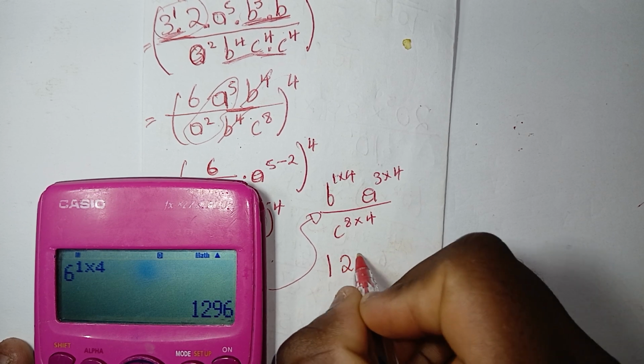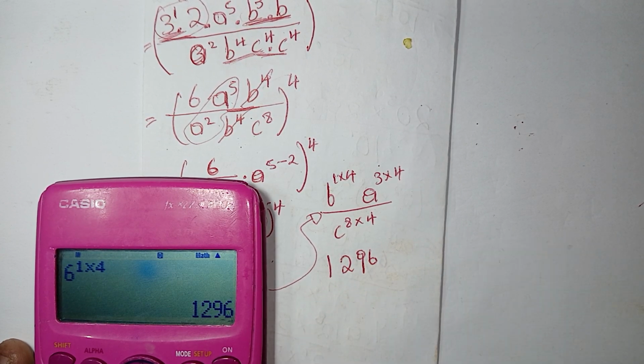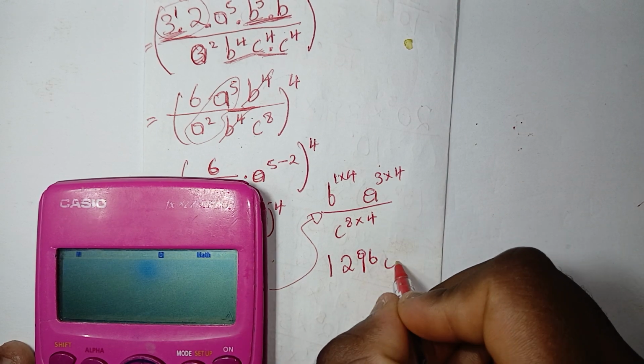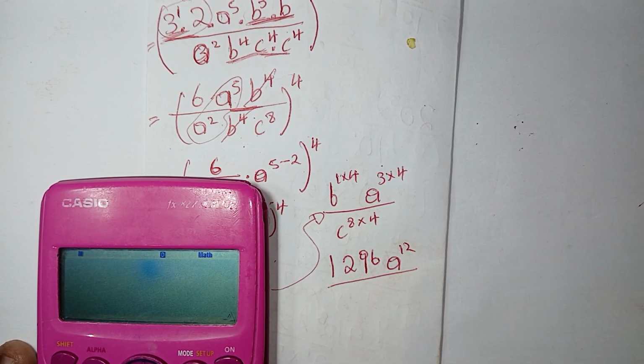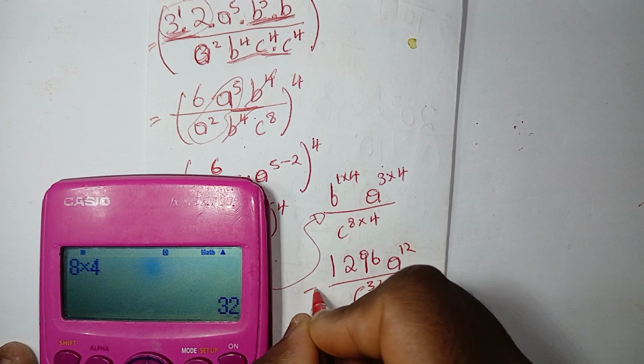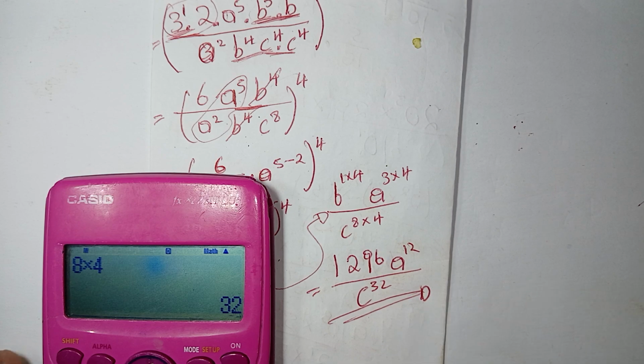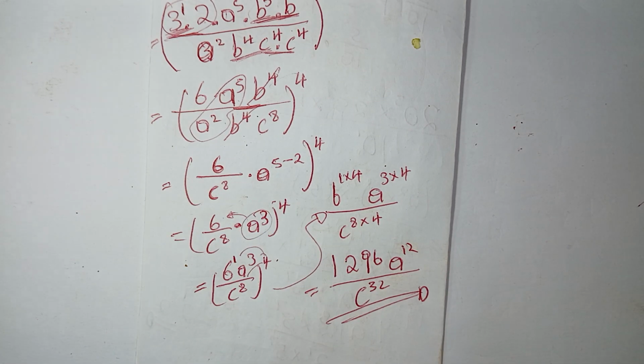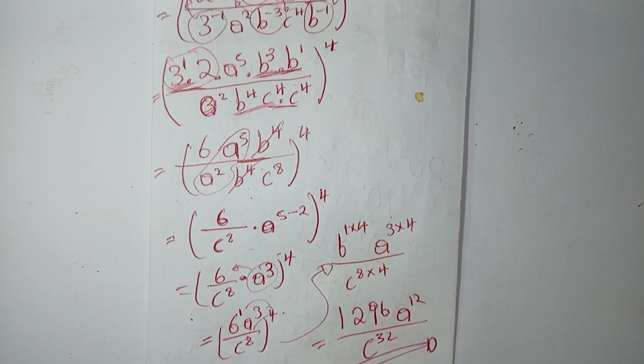It's 1296. Do you see, guys, this number? And what about this multiplied by that? I'm sure that it will be 12. Then 4 multiplied by 8, it's 32. There's nothing that you can do now. This one is your final answer. Do you see this question? This question, you might come across on the exam. These are the questions that you should expect to get.